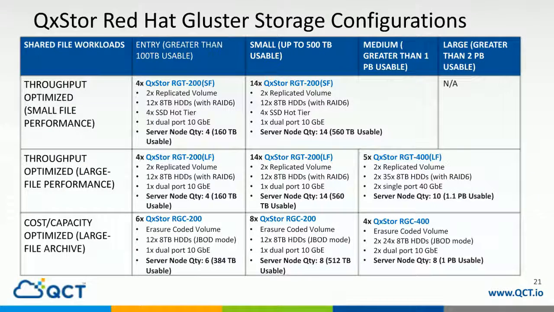Now, using the same server models, we also have a similar recommendation for Red Hat Gluster Storage configuration, where we have throughput optimized. In addition, it's also classified based on whether, because it is a file store, it's for small file or for large file performance. And again, cost capacity optimized.